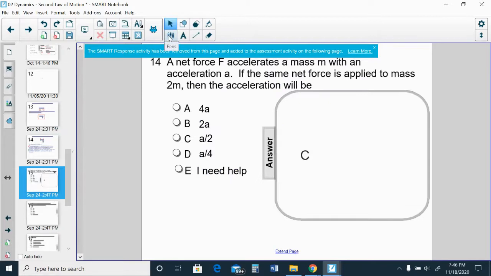So since we are increasing the mass to 2m, that would result in the opposite effect on the acceleration. So for this case, the answer is C.